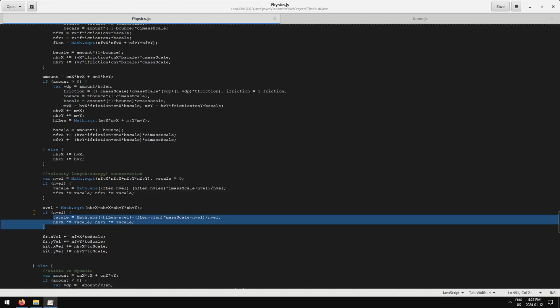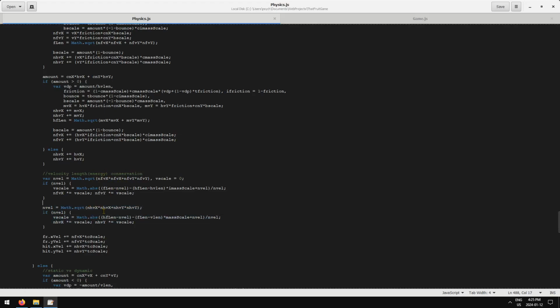And then we do the same thing here for the hit velocity. It's the same thing, just with the values changed around. So here you can see the target. This is the target. So you can see here the target is the fruit velocity length amount changed from its starting value.